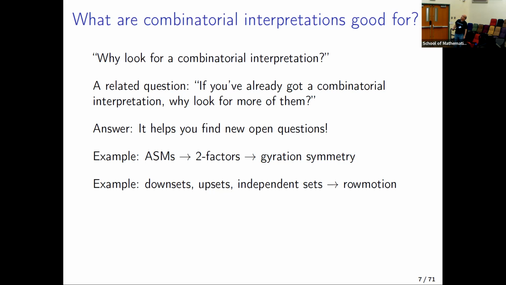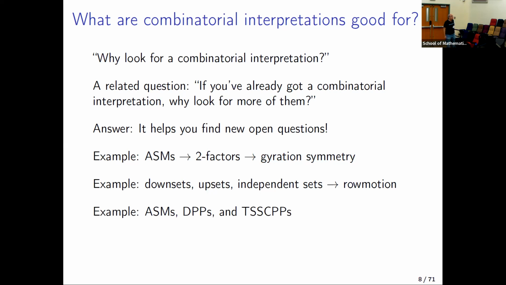Another example is downsets of a poset, trivially equivalent to upsets of a poset, trivially equivalent to independent sets in a poset. But if you take the natural bijections between the first, the second and the third, and the first and the third, you find you have a non-trivial map from a set to itself. And this is row motion on a poset, something you wouldn't have necessarily been able to find unless you had all 3 of these sets and these really almost trivial bijections between them.